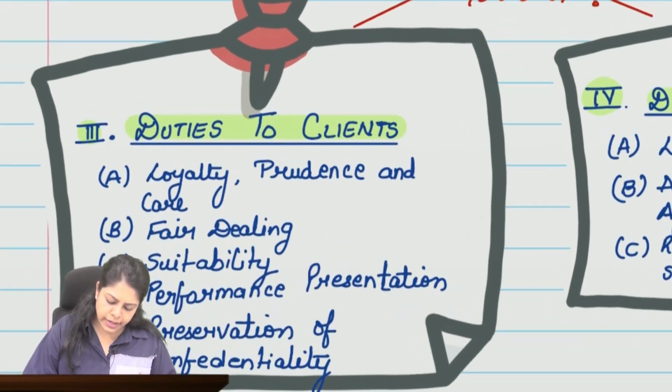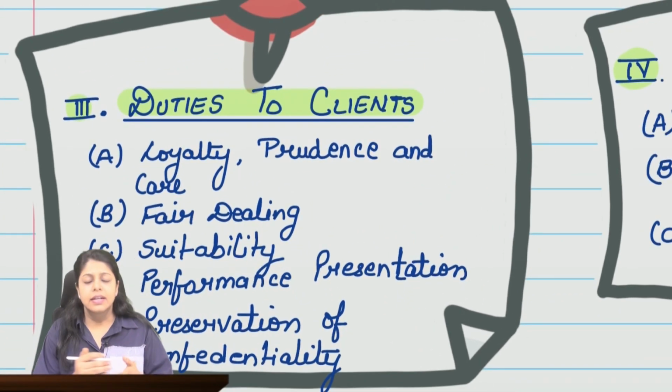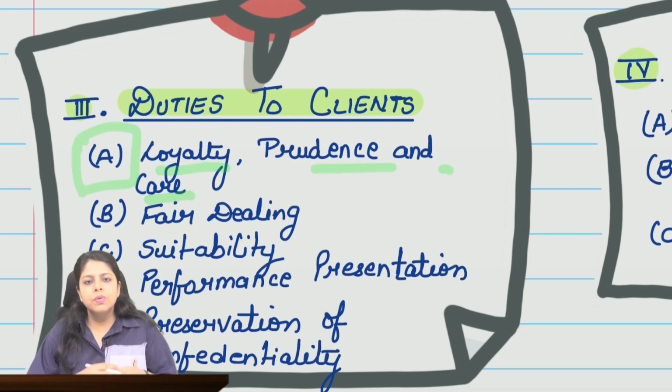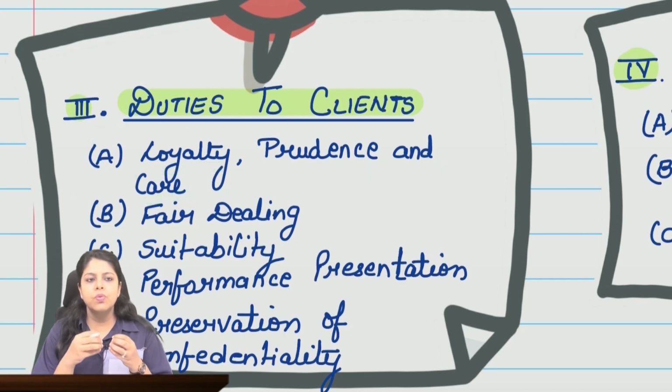The third standard is duties towards your clients. Like I have told you before also, clients come first. So the first subsection talks about loyalty, prudence and care. You must be loyal towards your clients. You must advise them, you must recommend anything to them with utmost care. You should not prefer any other client over your own client. This basically talks about loyalty, prudence and care.